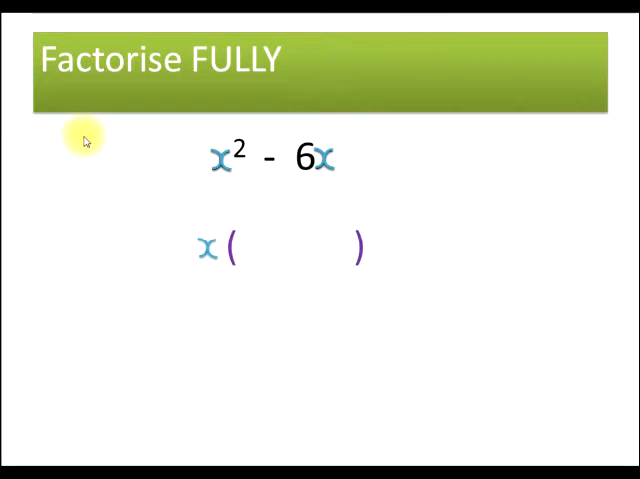Now, again, think of expanding. What am I multiplying x by to make x squared? Well, that's an x. Now, what am I multiplying x by to make a negative 6x? Well, negative 6, of course. Check it. That works. And that would give me minus 6x. So it's done. So this part here is the answer.